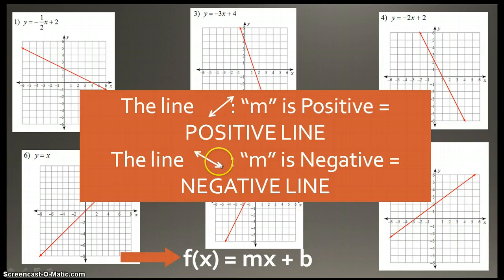If the line is going in a downward direction from left to right, then m is negative, which means we have a negative line. So if that first number after the equal sign is negative, then we're going to have a negative line.